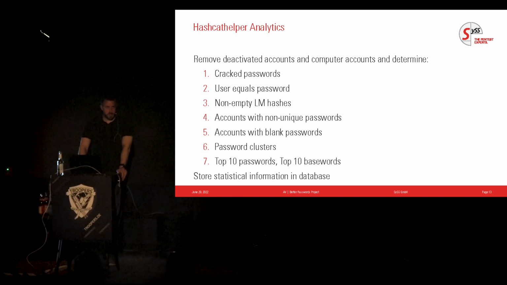And this is what Hashcat helper does in the analytics, right? So first of all, it removes deactivated accounts and computer accounts that may be in the file, because those would just distort the result. And then we determine a couple of quantities. First of all, the number of cracked passwords. Also, it reports the number of occurrences where the username equals the password. It also counts non-empty LM hashes. So that's the LM hash of the empty string. This is important for interpreting the quantity in step 1.